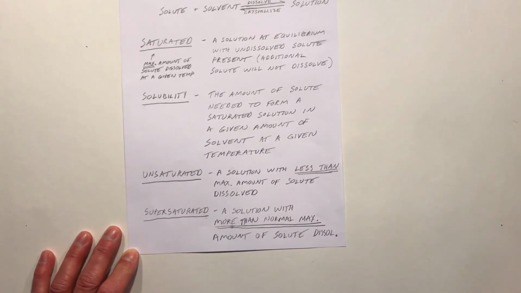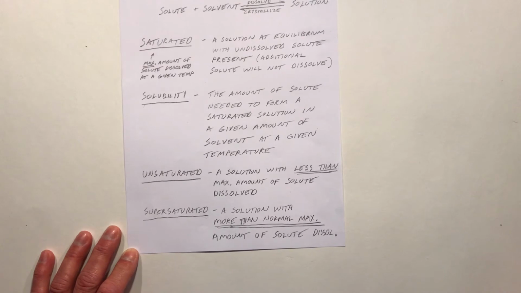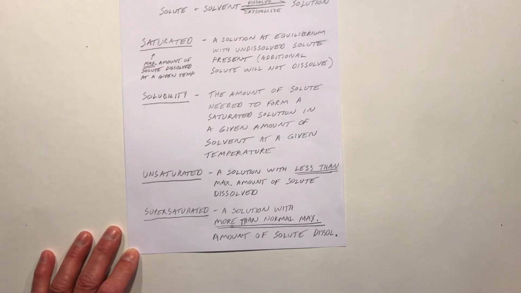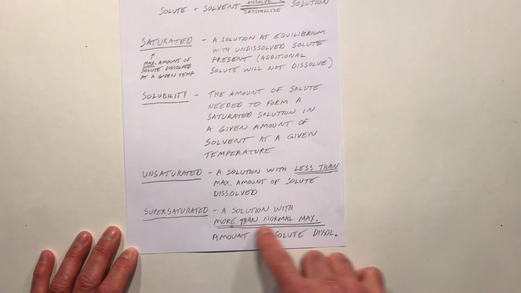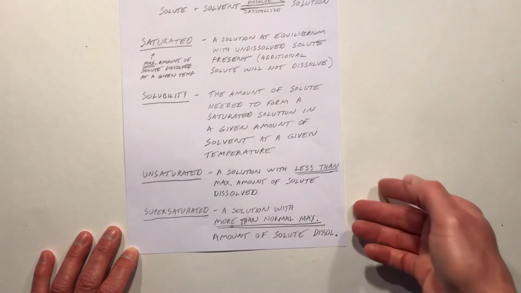Supersaturated solutions are typically very unstable. If you drop a little crystal in there of the solute, we call that a seed crystal. Or if you agitate it, or sometimes if a little speck of dust falls in there and behaves as what's called a nucleation point, you can see that the solute will very quickly come out of solution and the solution will drop down to the saturation point at that lower temperature. So if we have more than the normal max dissolved, we call that a supersaturated solution.